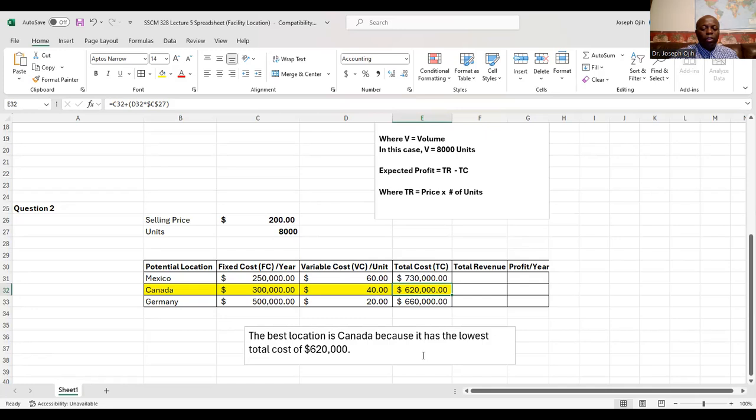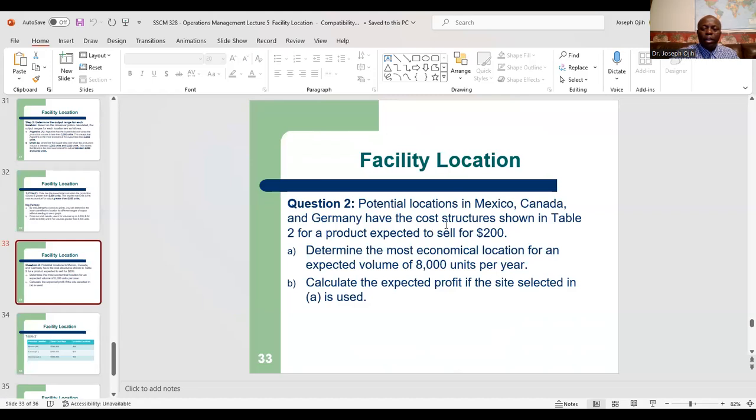If you look at the question again, you will see that they gave us the price and units, right? They said the potential location in Mexico, Canada, and Germany have the cost structure shown on table 2 for a product that is expected to sell for $200 per unit. And they also give us the total volume of units that will be sold in a year. So with these two pieces of information, we can calculate the total revenue.